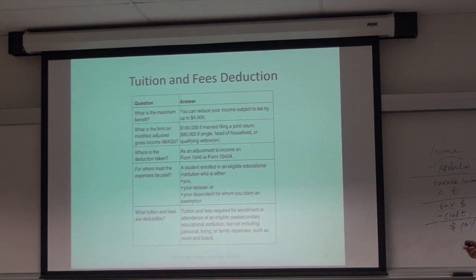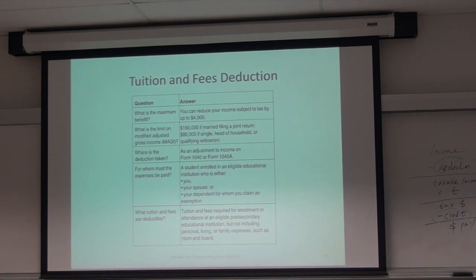And this is the tuition and fees deduction. You can reduce your income subject to tax by $4,000 for the tuition and fees paid. There is a limitation on the income. High-income people don't qualify. So you can see that's what I said. It's kind of a paradox. If you can afford to pay the tuition, very likely you cannot get this benefit because they have a limitation on the income.